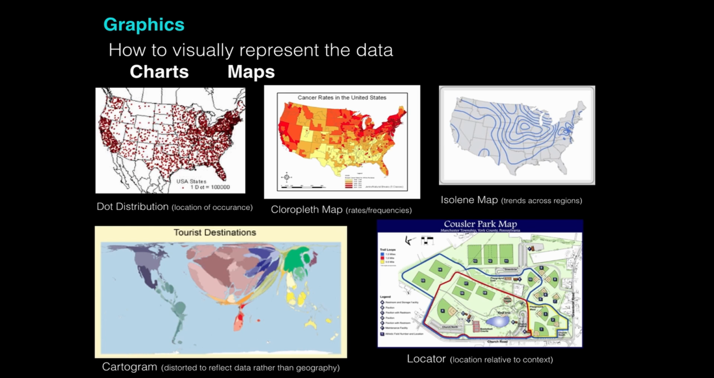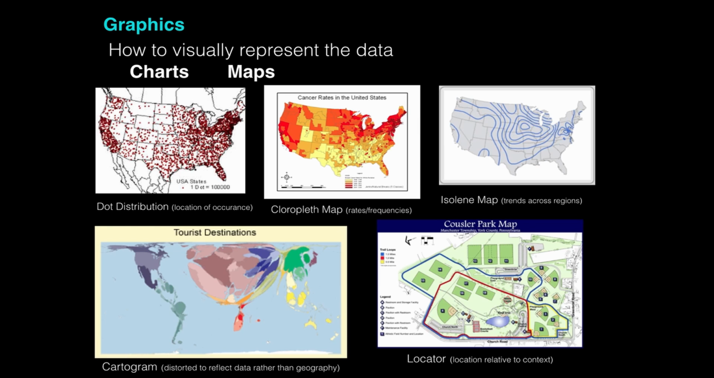But you may have seen many of these other types of maps on television. For example, dot distribution maps or choropleth maps, which can tell you the location of where things occur, the location of certain points of data, or the rates and frequencies within a given region for that data. Or if those rates or frequencies or those locations of occurrence transcend region and they move across boundaries, you might see something like an isoline map, say on the Weather Channel, for example.